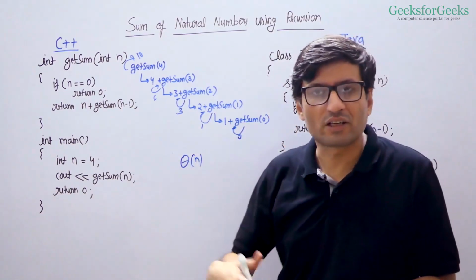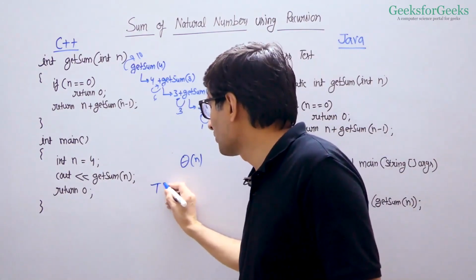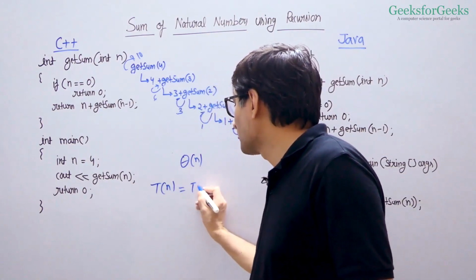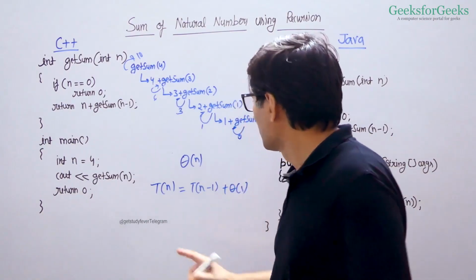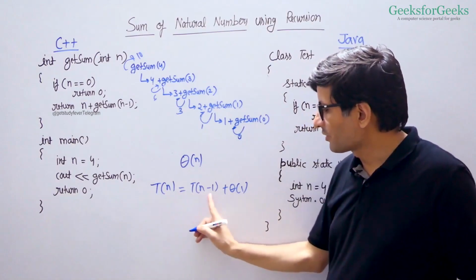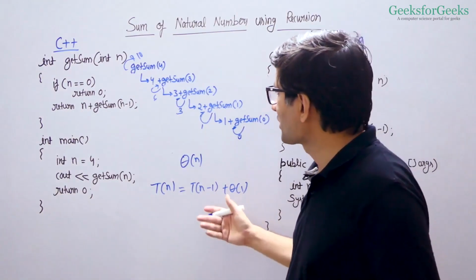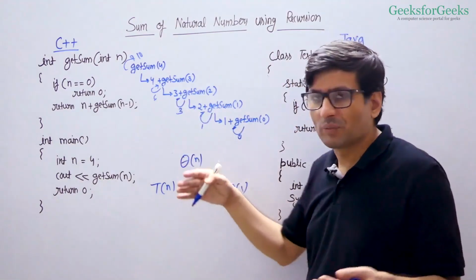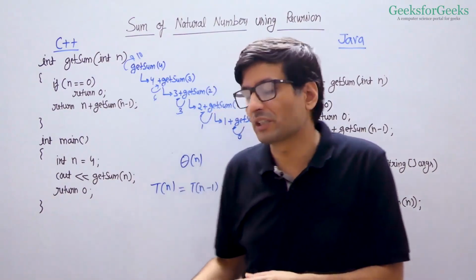And there is a recurrence way also to find the time complexity of this program. We can say T(n) equal to T(n minus 1) plus theta 1. This is also a way because when you call for n, it calls for n minus 1 and does a constant amount of work. Now if you draw the recursion tree, you will have theta 1 work and there will be n plus 1 levels. So this way also you can say theta n time complexity.